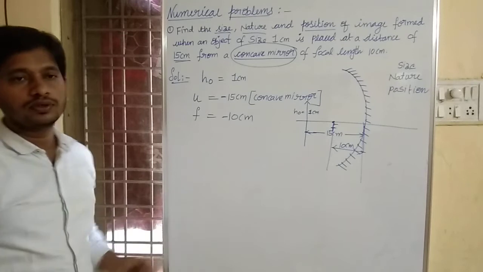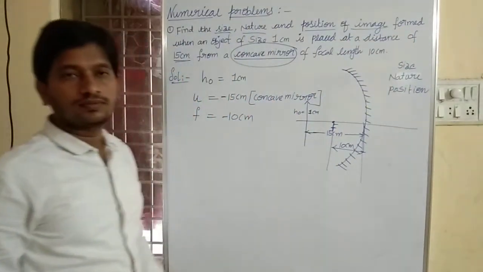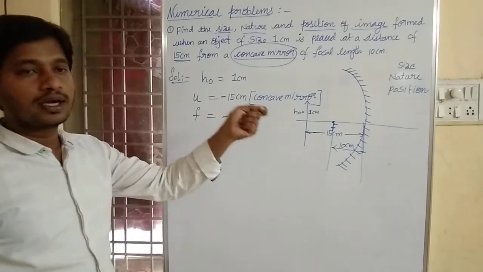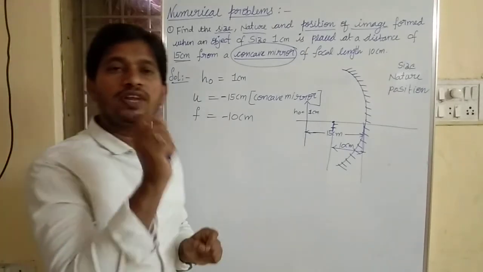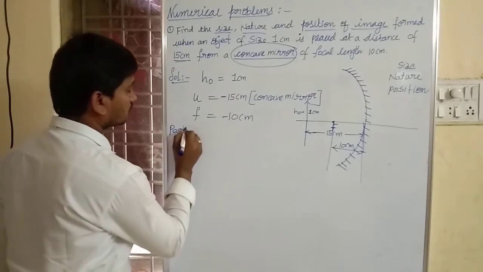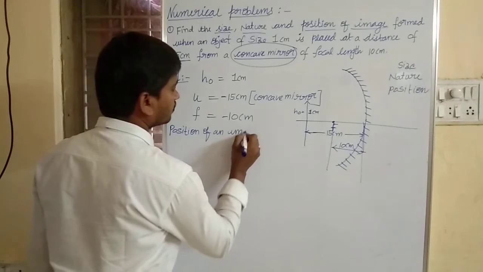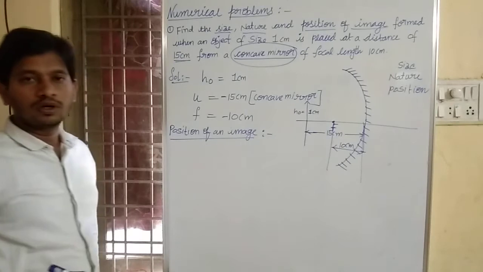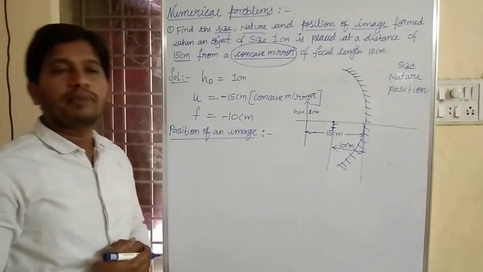Okay, now substitute. Now we have to find the position of the image. Where will we get the image if we place an object at a distance of 15 cm from a concave mirror? We have to find the position of the image. First one is the position of the image. Let me substitute these values in our mirror formula.